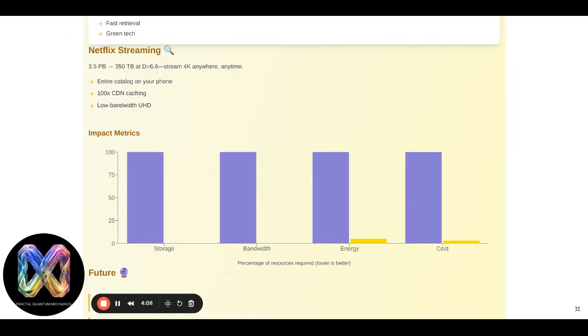Bandwidth consumption falls to 0.1%, enabling 4K streaming even on limited connections. Energy usage decreases to just 5% of current levels, with corresponding cost reductions to 3%. These metrics fundamentally change the economics and accessibility of high-quality streaming services, potentially bringing them to regions with limited connectivity infrastructure.